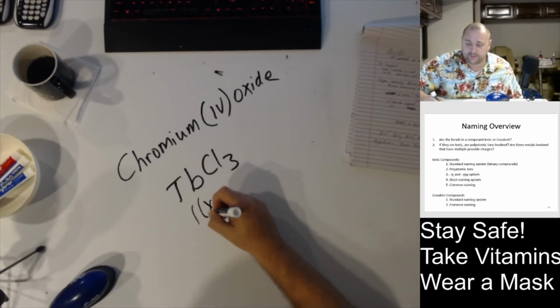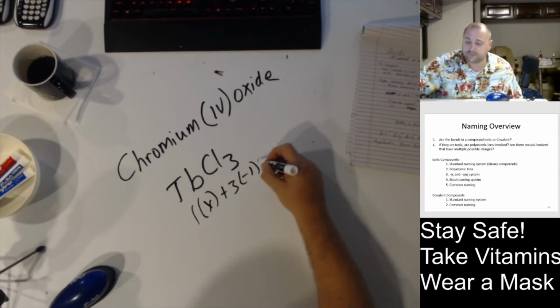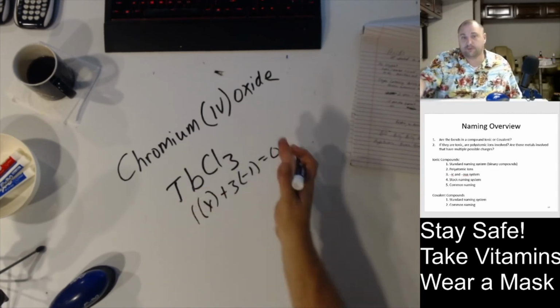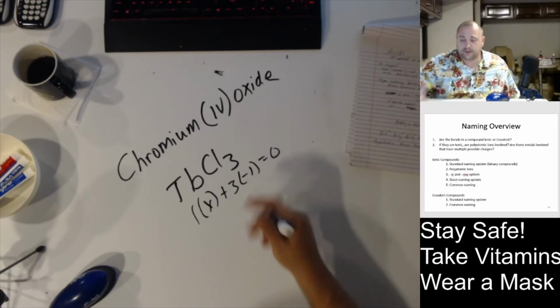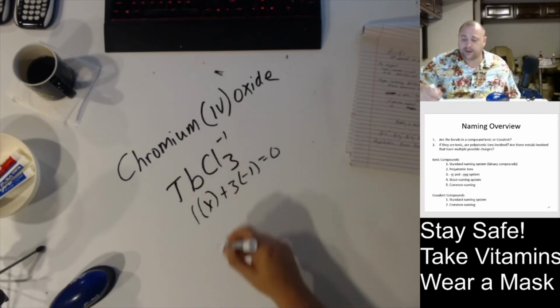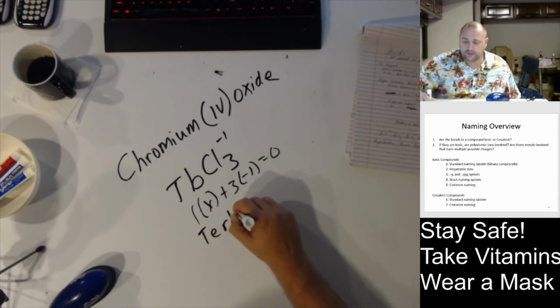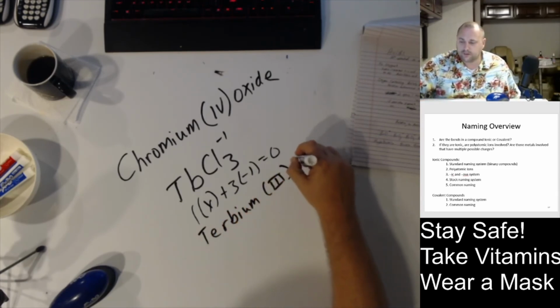Then 1 times x plus 3 times minus 1. I knew this was my positive because I knew the chlorine. Well, first I knew it was over here as a metal, and the chlorine is a halogen. It's going to be a -1. So I knew that was a -1. So this will be terbium(III) chloride.